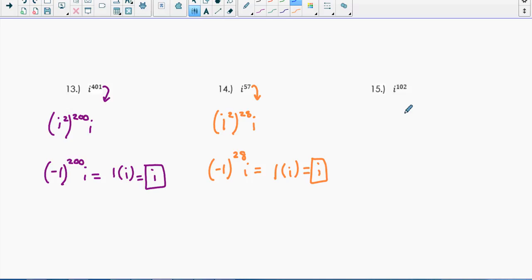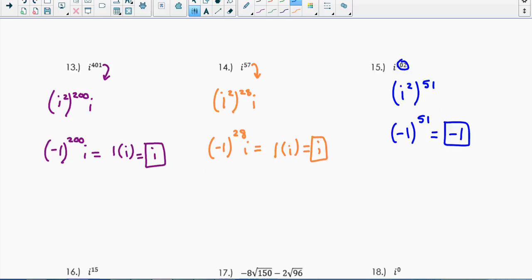So i to the 102. You should have i squared. I want to raise it to the 51st power. 2 times 51 is 102, and I don't need any extra i's because there's nothing left over. So notice we keep looking for half of this number. Okay? So i squared is negative 1 raised to the 51st power. If I take negative 1 and raise it to an odd power, everything's going to cancel, and I'm going to be left with a negative 1 at the end.